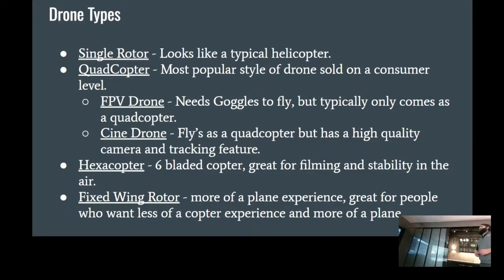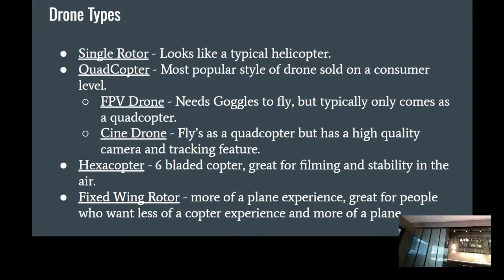The different types that we'll see are single rotors. They look like a typical helicopter. Your quadcopter, the most popular style of drone sold on a consumer level right now. Within that, there's two different types. There's FPV and Cine. FPV, you need goggles to fly, but typically only comes as a quadcopter. And Cine flies as a quadcopter, but has a high-quality camera and tracking feature.